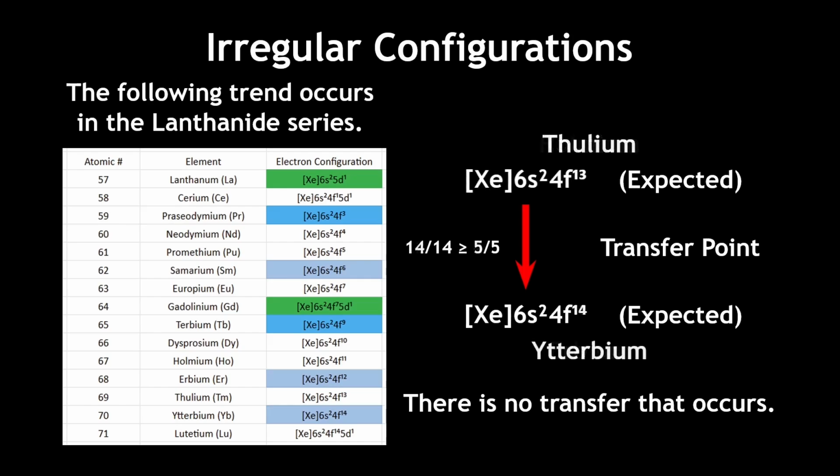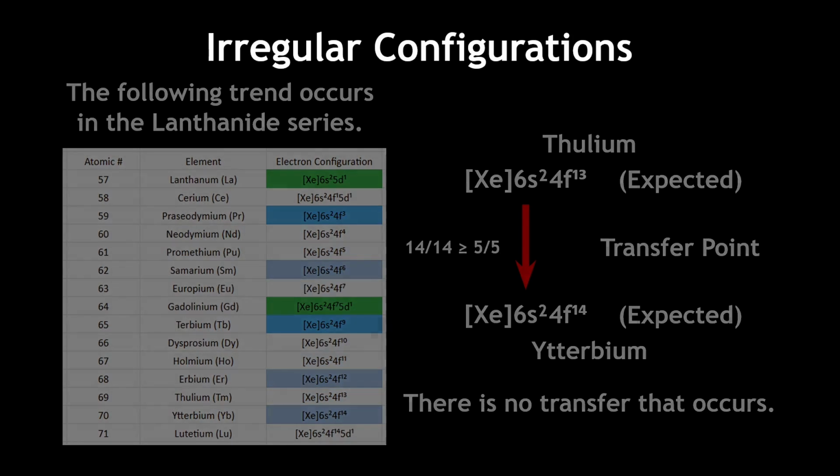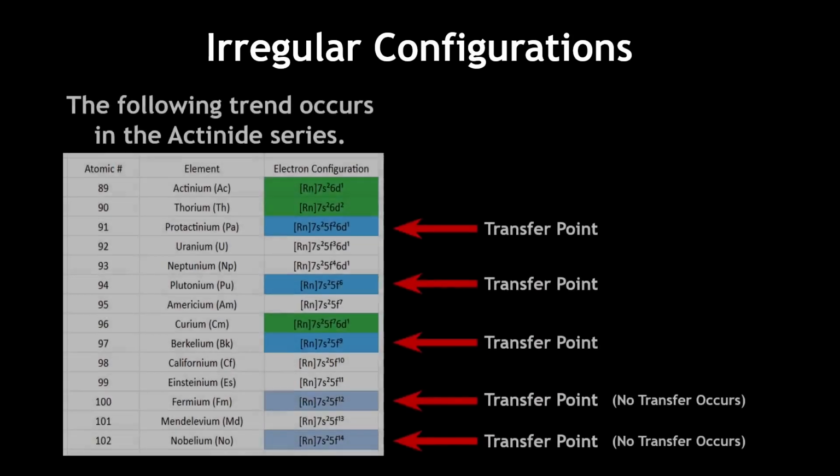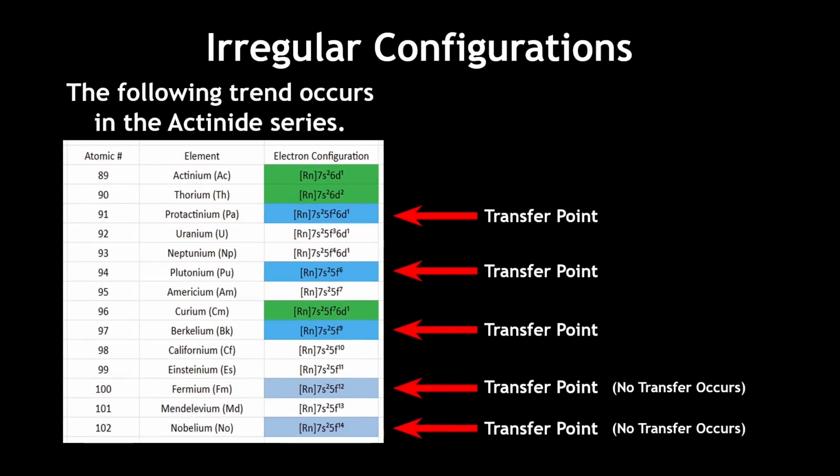At ytterbium, the 4f subshell is full, so there is no transfer to occur. The same trend occurs in the actinide series, with the same pattern dictating the transfer points. However, in the actinide series, there are 2 electrons that appear in the 6d orbital as opposed to 1. As a result, there are transfers at protactinium, plutonium, and berkelium.